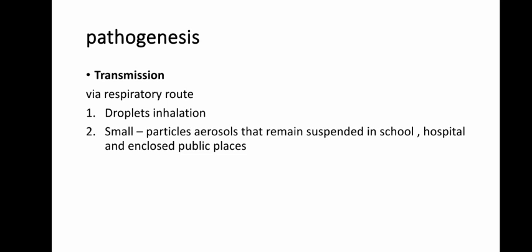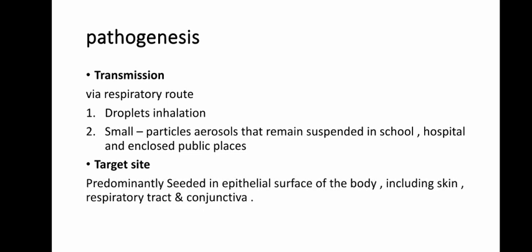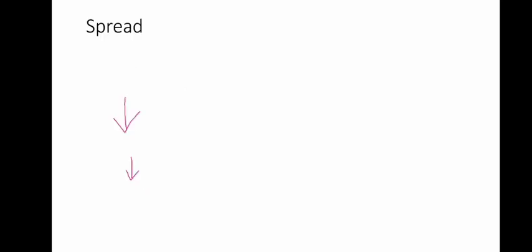Coming to the pathogenesis, the transmission is via the respiratory route because it mainly affects the respiratory tract. The transmission is via droplet inhalation and small particle aerosols that remain suspended in schools, hospitals, and enclosed public places. The target site is most predominantly the epithelial surface of the body, including skin, respiratory tract, and conjunctiva. And coming to how the measles virus spreads.